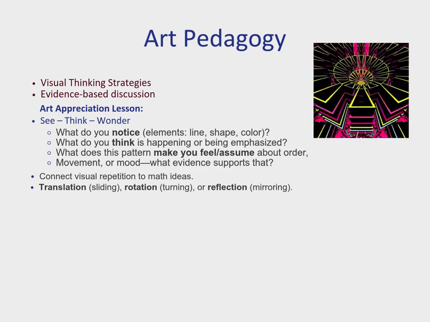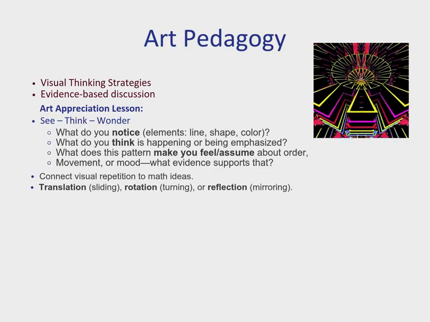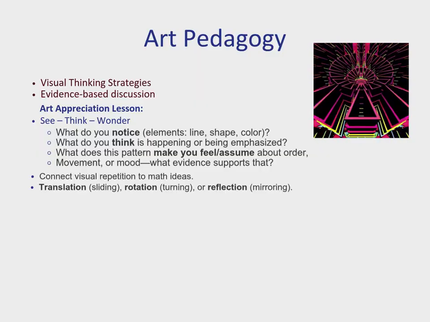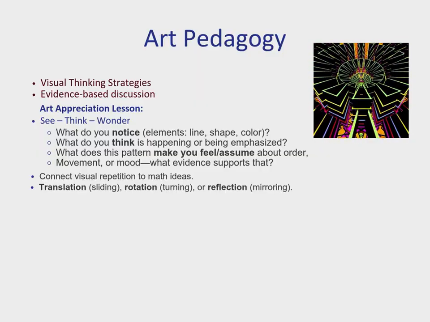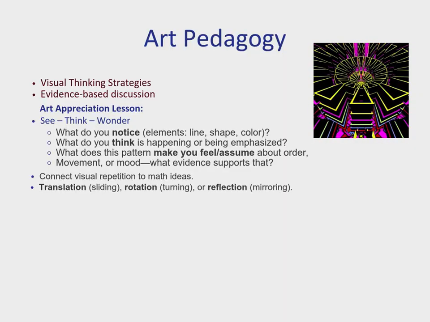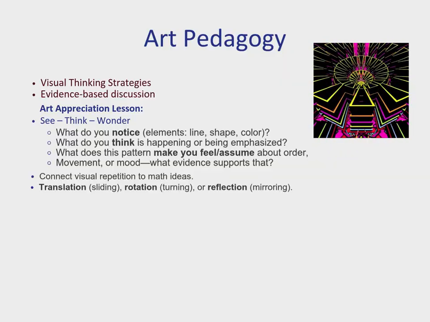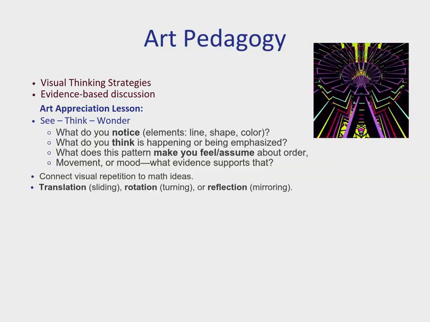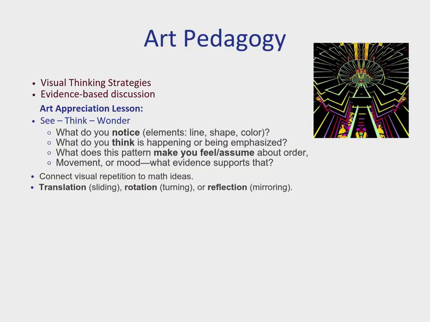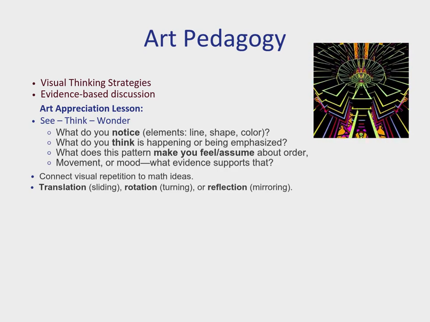So now let's look at art. Let's take them into visual thinking strategies and ask them, what do they see? What do they think is happening? What does this pattern make you feel? And what mood or movement supports that evidence? This is a great way to connect visual repetitiveness to math ideas.